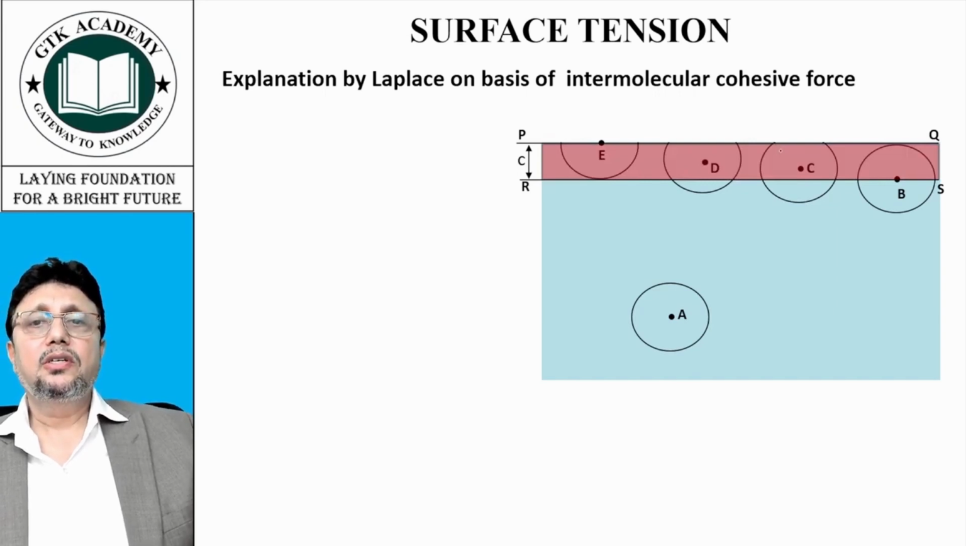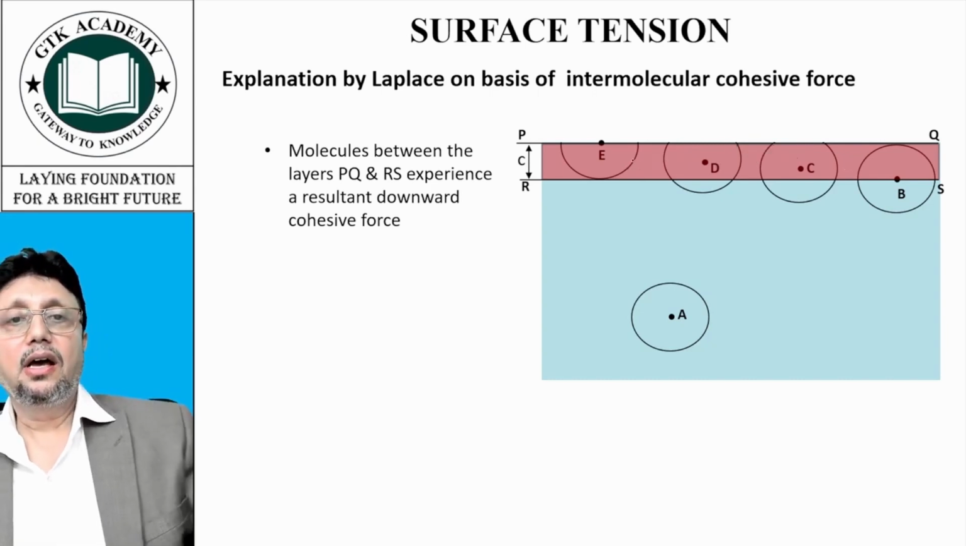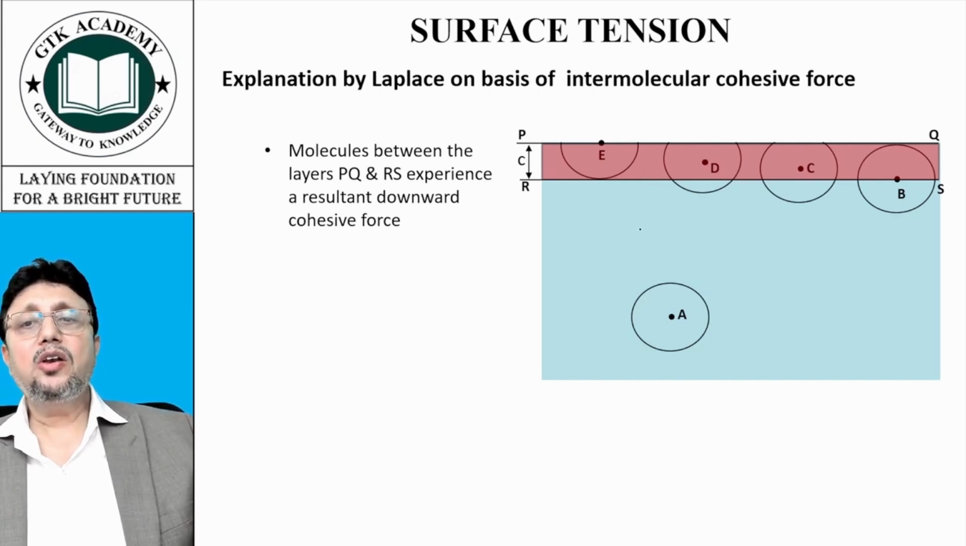So if we see the portion between these two layers, which I have depicted in red color, molecules between these two layers, wherever they are, experience a resultant downward cohesive force. All the molecules between these two layers, we have only shown 3, but there will be a great many molecules. You can't count.